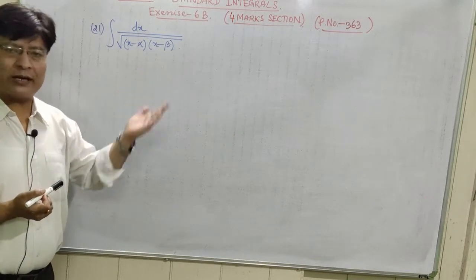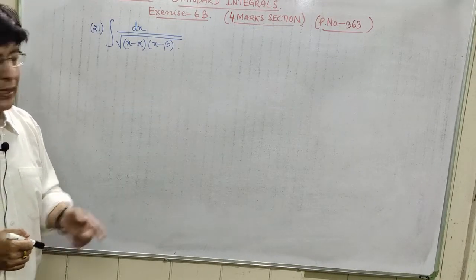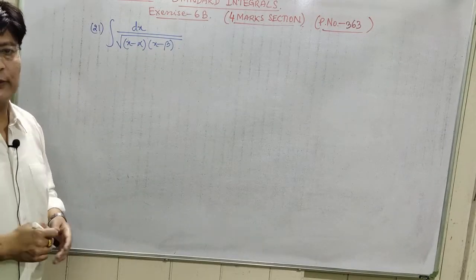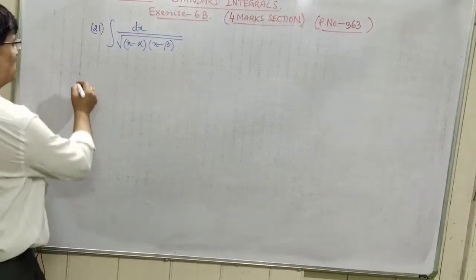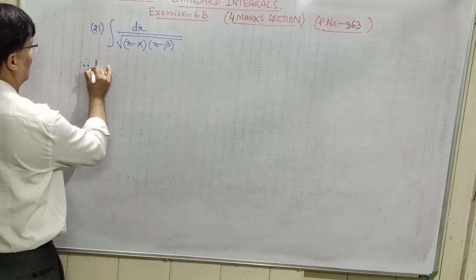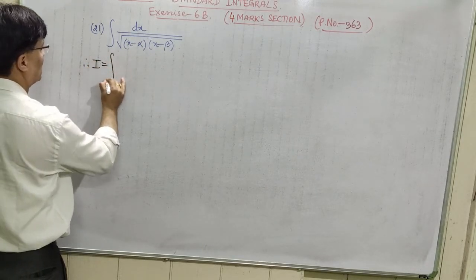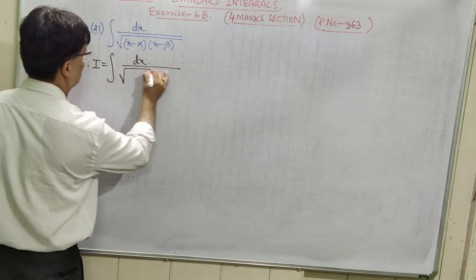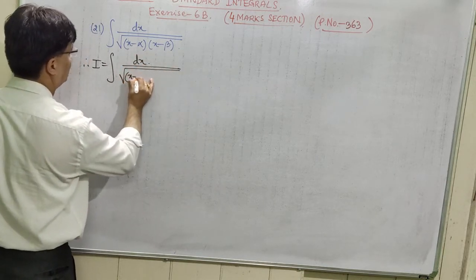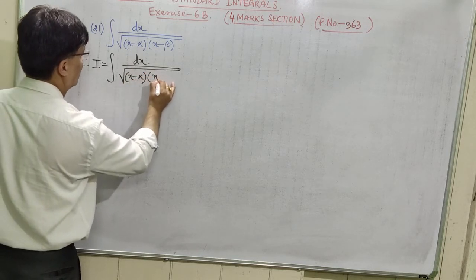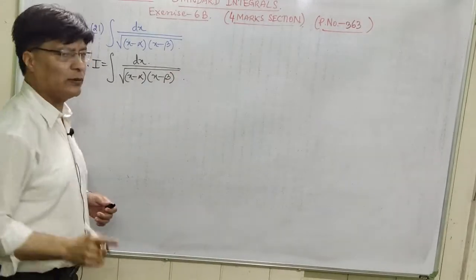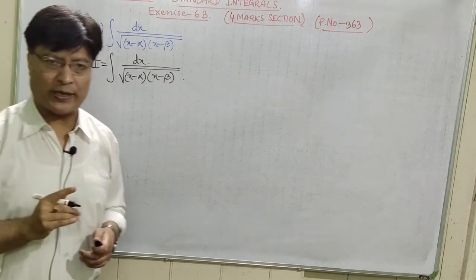Let us take one of the factors as z square. Either you can take x minus alpha as z square or x minus beta as z square. Okay. So that is the method now. So therefore let us write here first, I is equal to integration of dx divided by root over x minus alpha into x minus beta.